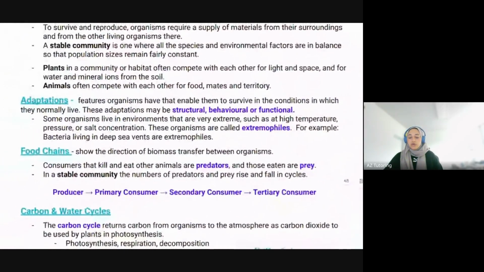Adaptations, that's quite an important one as well. So adaptations can be structural, behavioral, or functional. So for example, they would always give you the examples in the exam question, and then you just have to match what is it for exactly. So for example, a cactus has spikes on it, and that's an adaptation to make sure no predators eat it.